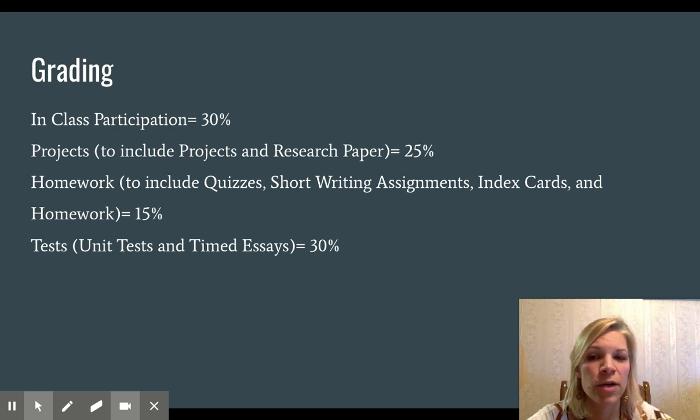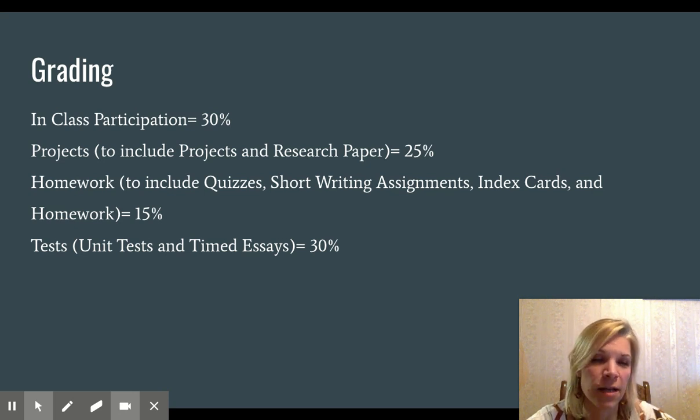So the second category is project grades, and that includes projects and a research paper. So they'll have several projects as we go throughout the year. Most of them will be concept maps that I'm going to talk about as I go through my slideshow. And they'll have one research paper when we get to Africa, the art of Africa. And that'll all be 25%.